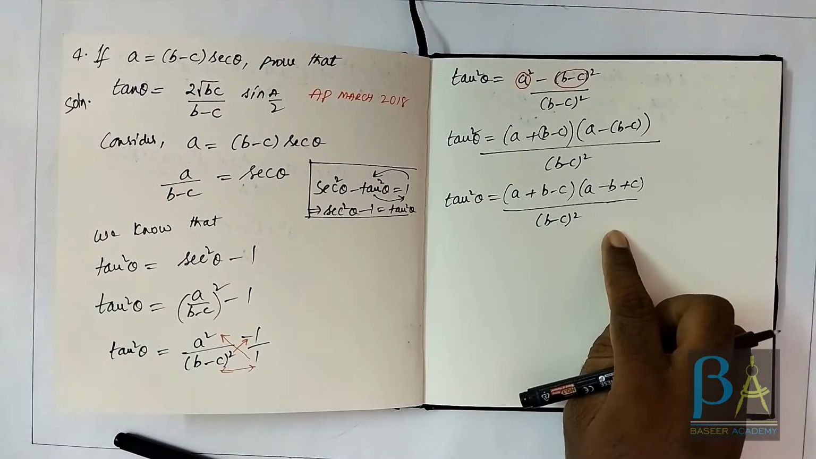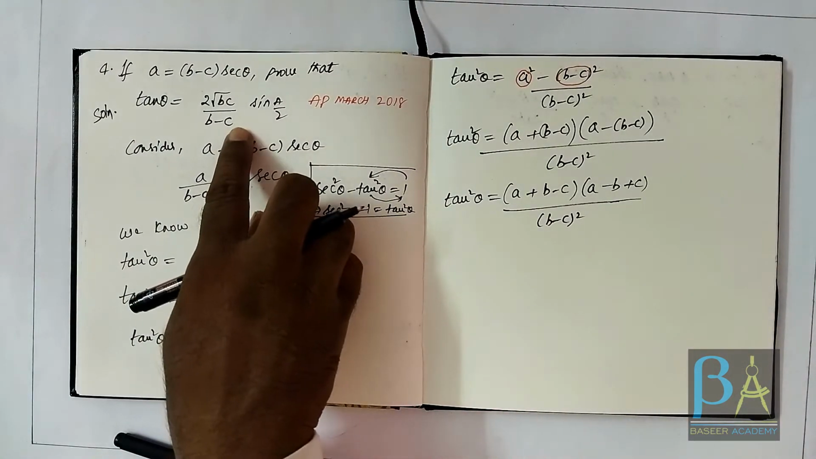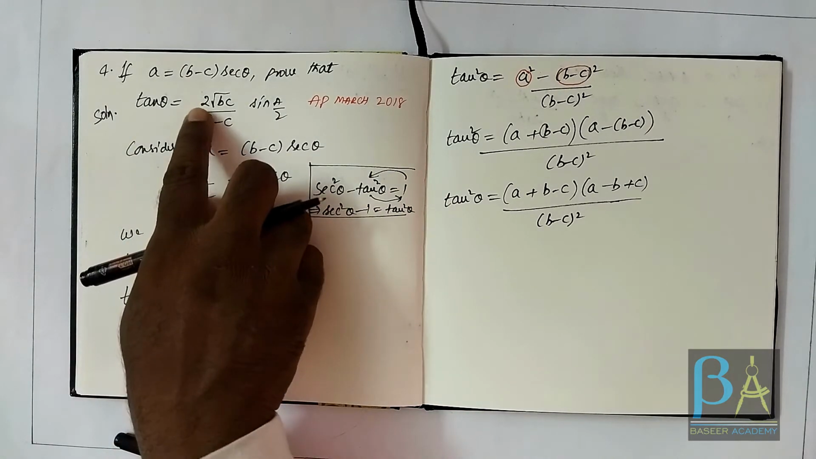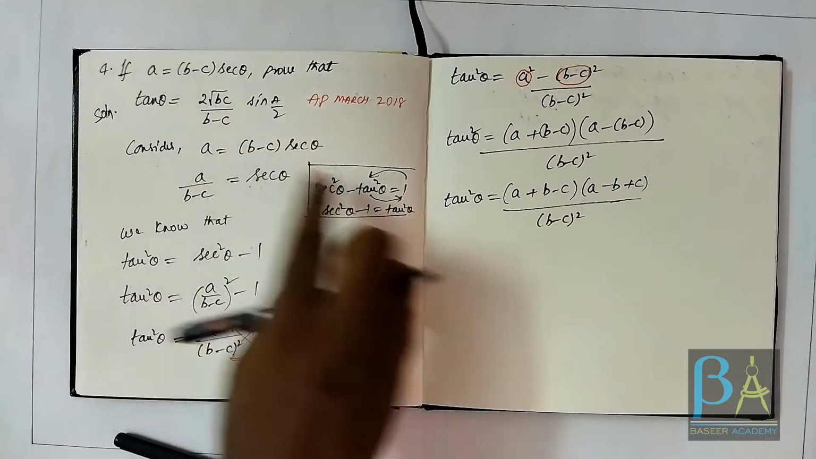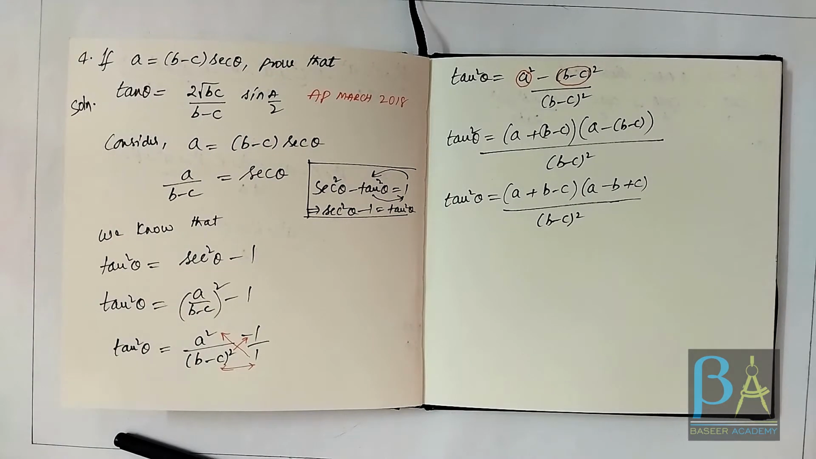But do I have the answer now? No, it still looks like I am very far away from the answer that I'm supposed to get. I am supposed to show that tan theta is 2 under root bc by b minus c sine a by 2. But I'm not even close to the answer here. What am I going to do now?